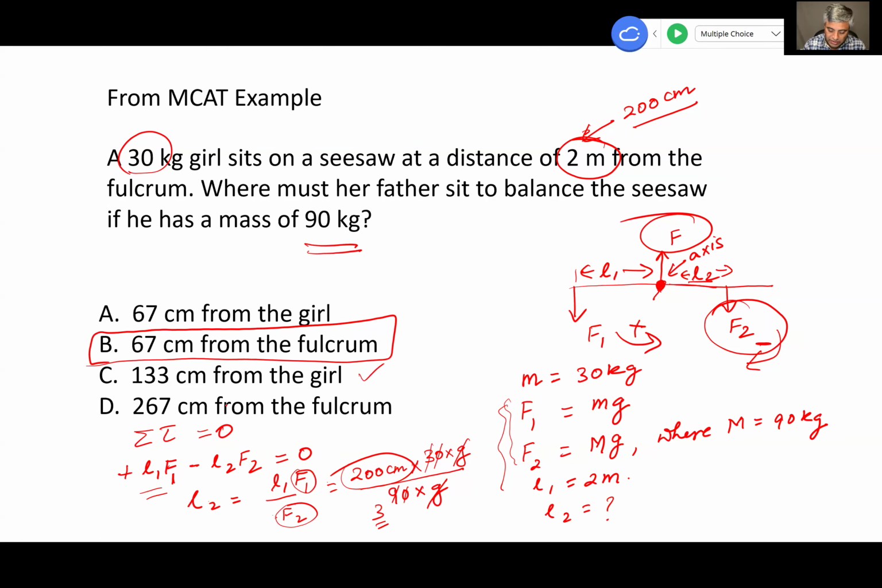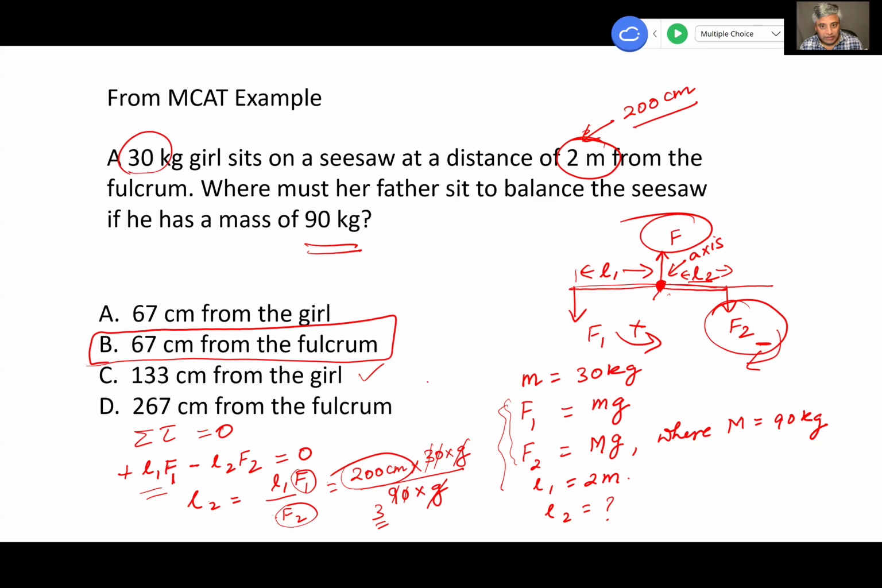So how about this one? So this is 267. So it would be 267 from the girl, not from the fulcrum, okay? If it was from the girl, then that would also be a correct answer. But it says from the fulcrum, so that's why it is not. So yes, it requires a little bit of practice using this.